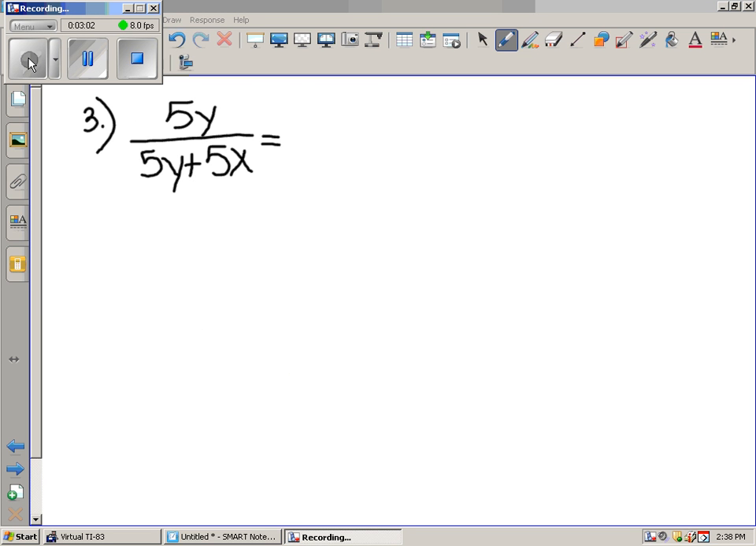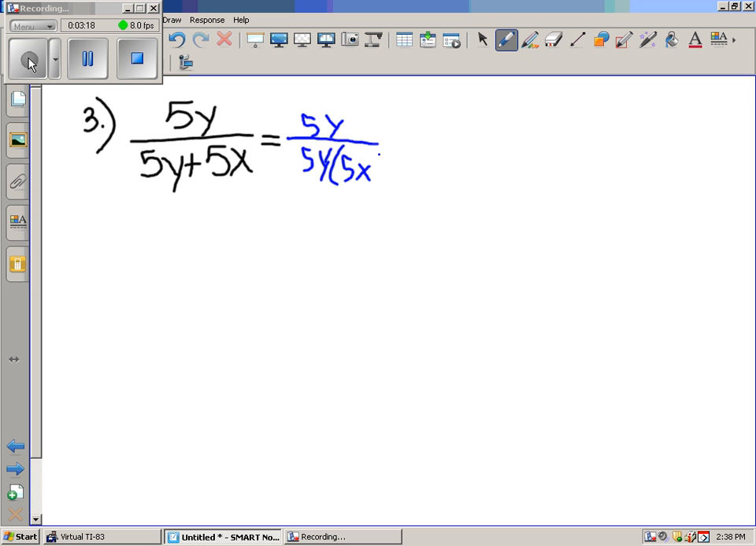Okay, so this one, you gotta draw the line here. And on top is 5y, and on the bottom, it's 5y in parentheses 5x. These two cancel off, and the answer is 5x. Okay.